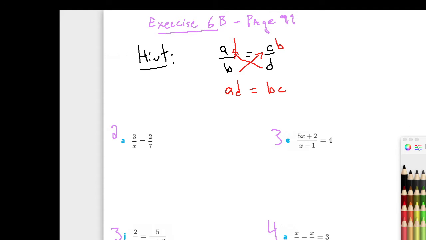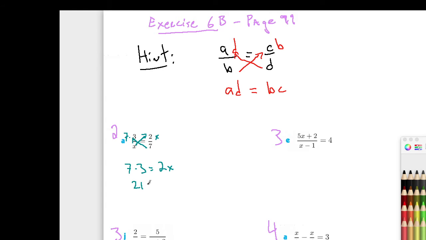And I'm going to use the first question right away so that you can see the example of this. So if you look at question 2a, this is exercise 6b on page 99 in the book. Now we have a fraction equal to a fraction, and what is worse is our x is in the denominator. One of the key hints I gave you in the previous videos is that we want to get rid of the denominator. If you have a fraction equals a fraction, it gets quite easy because you can multiply x up and across here, and you can multiply 7 up and across here, okay? And what you have is 7 times 3 is equal to 2 times x.